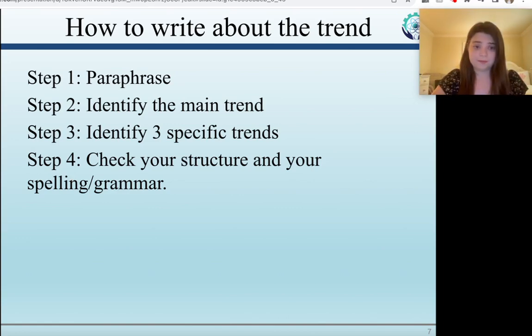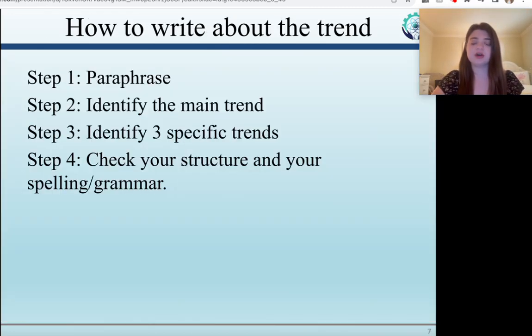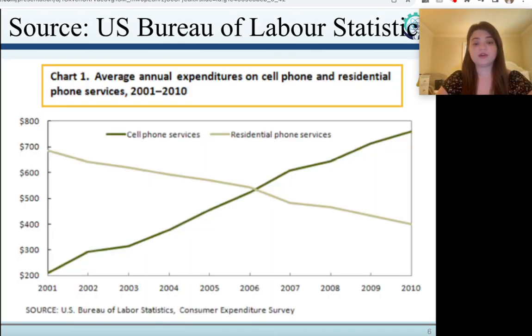So there we go. So let's take a look at this. And let's talk about too, what do I mean by paraphrase? Paraphrase means to state in a sentence or two what is the trend, what's going on with this trend, what's going on with this graph. So what does the graph show? Well, this graph shows the average annual expenditures on cell phones and residential phone services from 2001 to 2010.